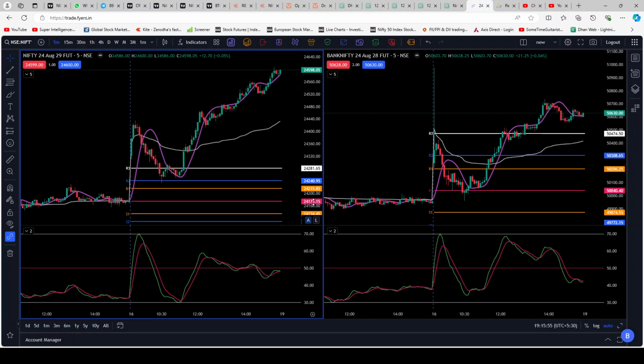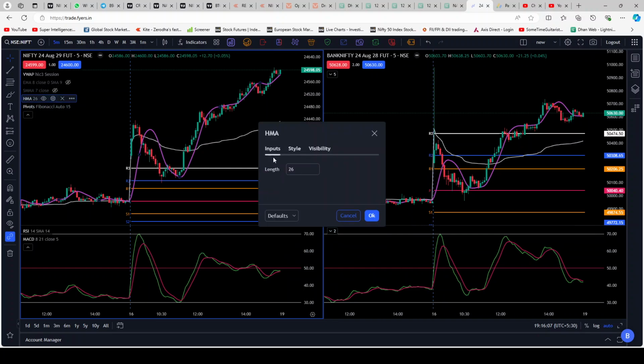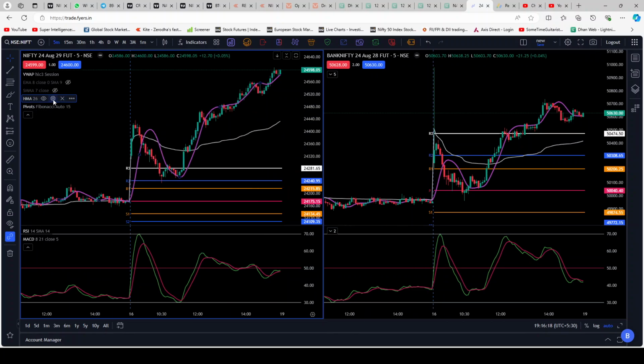In Fyers, we don't have access to Zurich, and we have found a substitute to Zurich called Hull Moving Average, and the exact substitute is Hull Moving Average HMA setting 26. Remember, Hull by default comes with 9. We are not using that. We have tried to match Zurich as close as we could. It's not a 100% match, but it's very, very close. I would say an 85-90% match to Zurich.